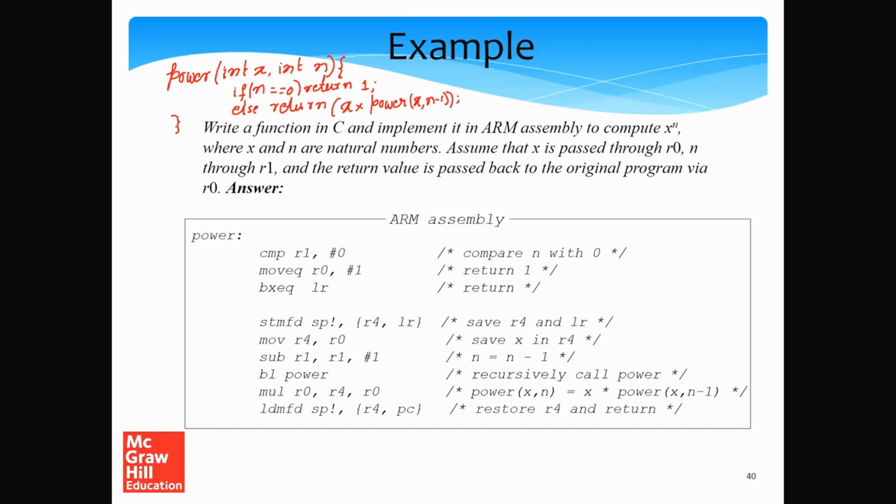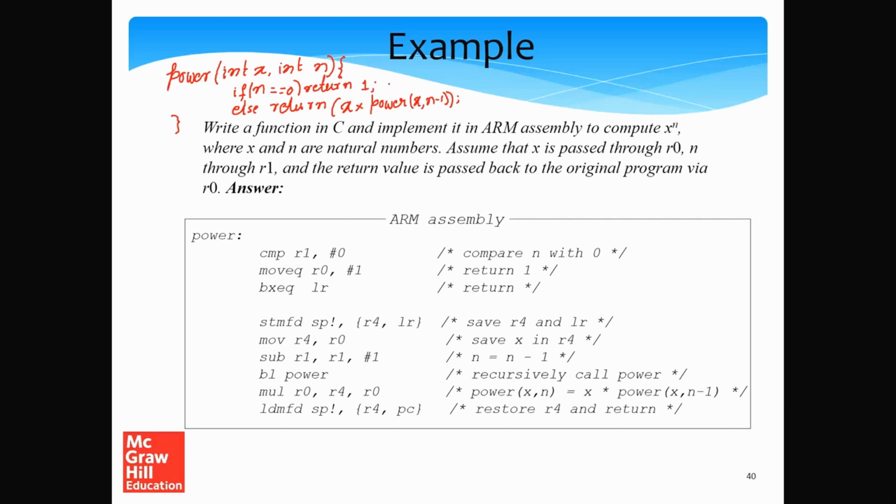It's a simple one-line function, so I'm not spending further time to explain it. The idea is that if n is equal to 0, any number to the power 0 is 1, so we return 1. Otherwise we return x times the power function, x to the power n minus 1. Now let's take a look at how to implement it in ARM assembly.